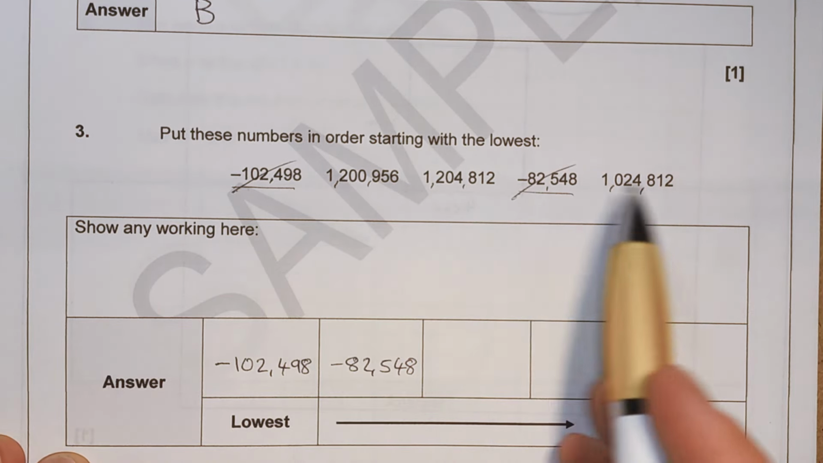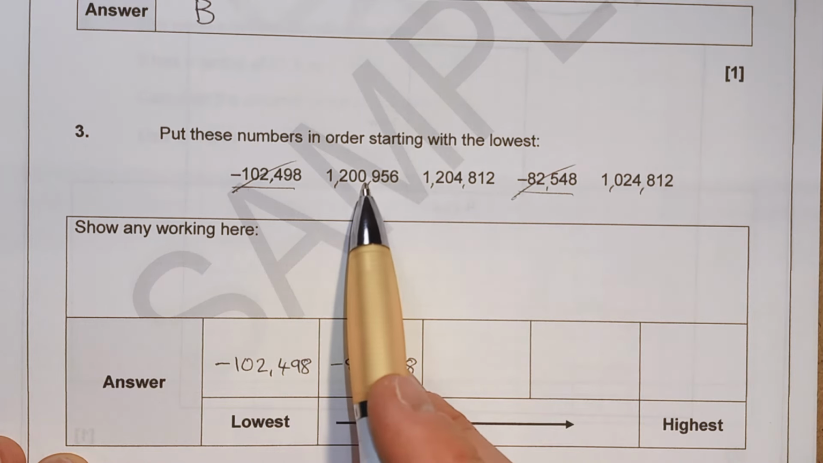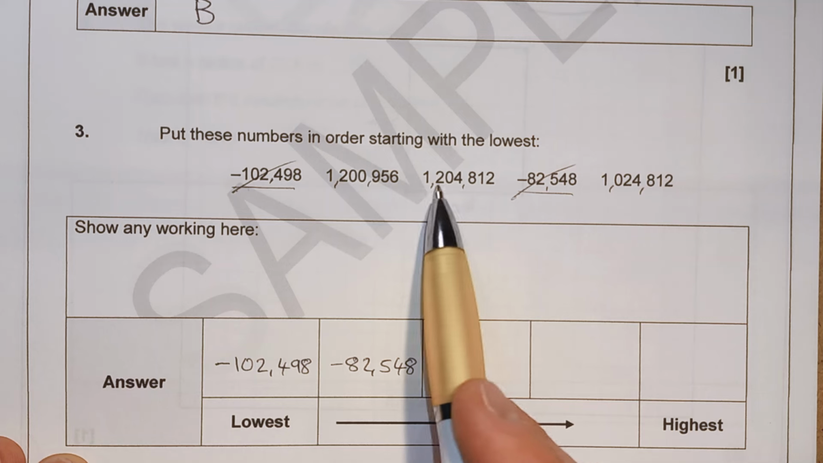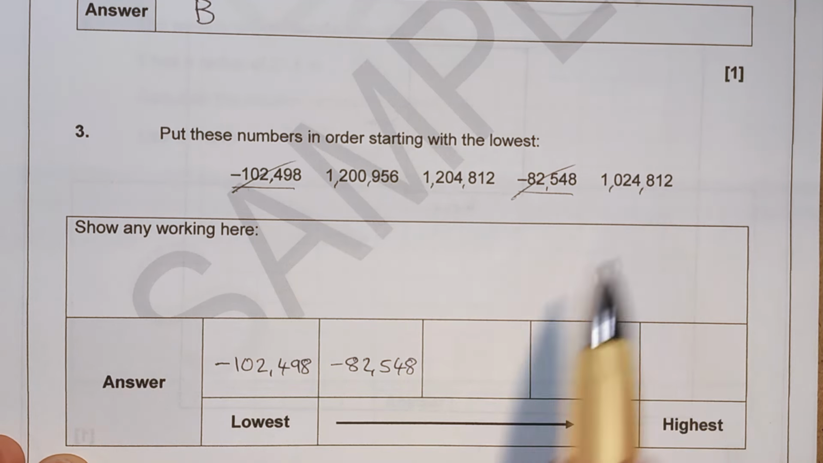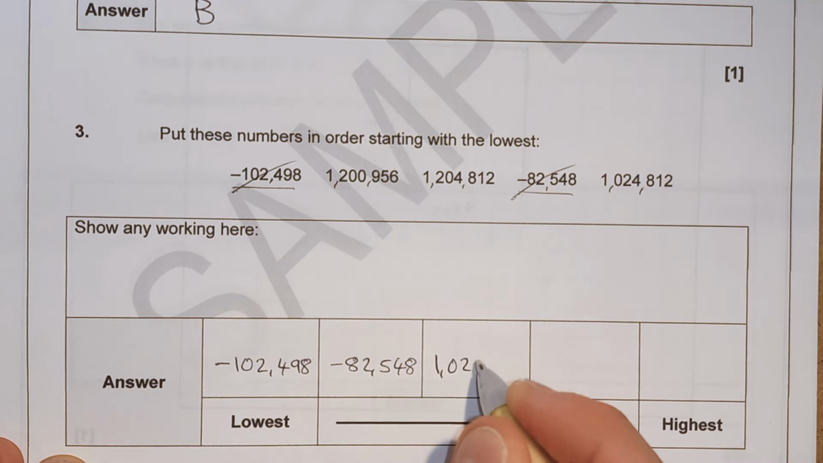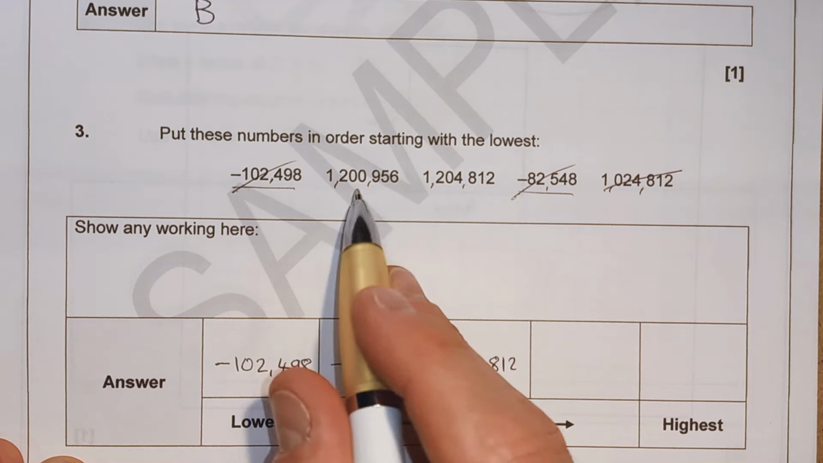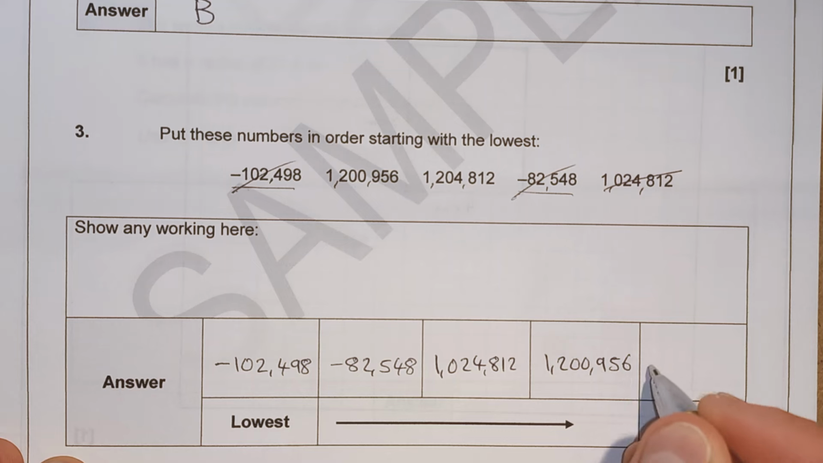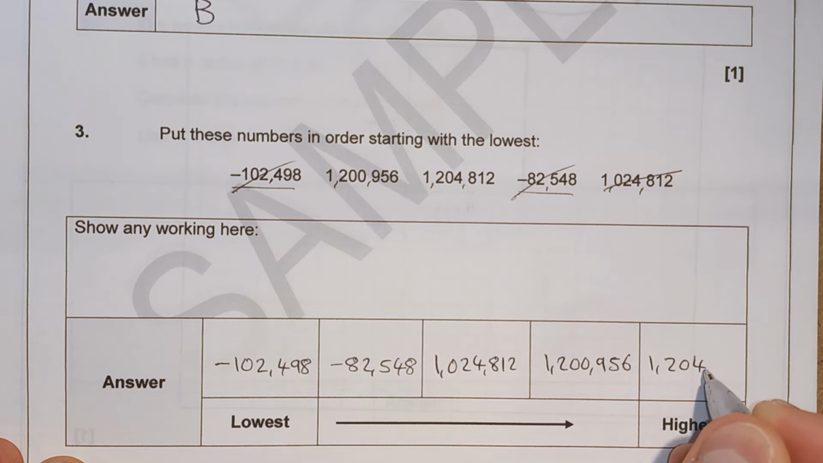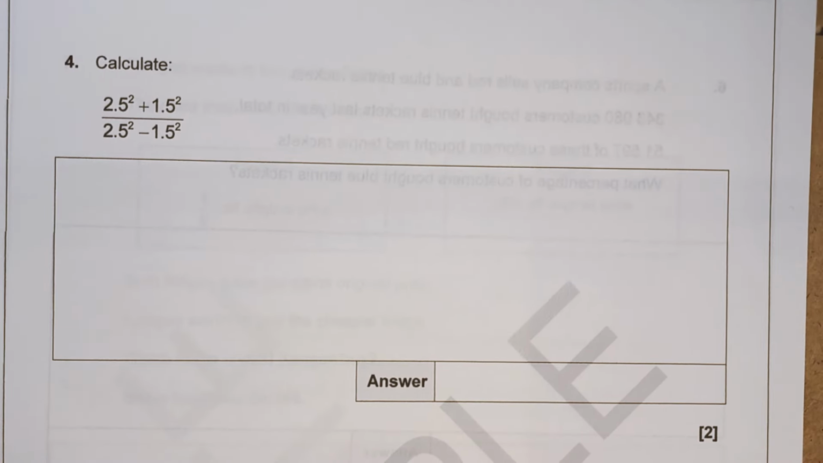So now we've got the 3 big numbers. They're all in the millions. 1,200,000, 1,204,000, and 1,024,000. So this one's going to come next. And then 200 versus 204, so this one comes next. And then finally 1,204,812. Okay.